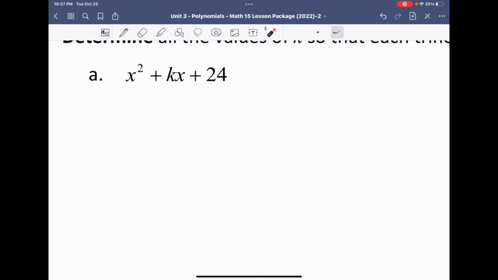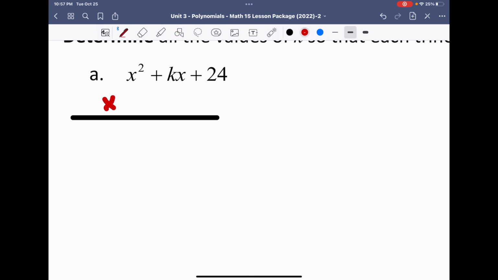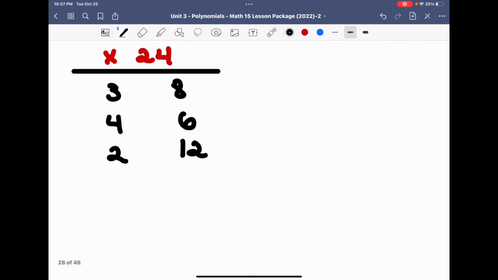So what we can do here is create a bit of a table and say, I know I need to multiply to make 24. Well, two things that can multiply to make 24 would be 3 and 8. We could also do things like 4 and 6, 2 and 12, and furthermore things like 1 and 24 even.